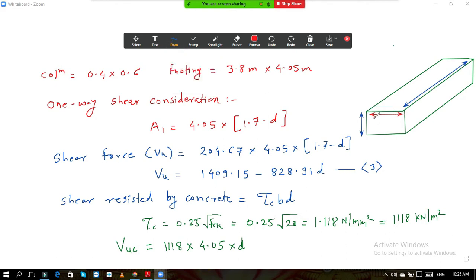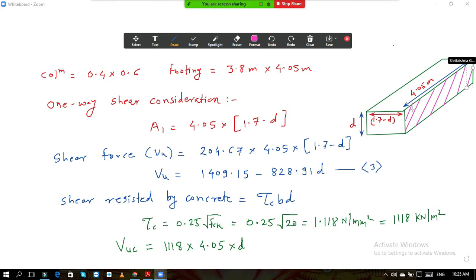This dimension we have already calculated, 1.7 minus D. This dimension. This is your depth, and this is 4.05 meter. Okay. So which area do we consider for one-way shear? If I show the area by hatching, then this area we should consider. This area we need to consider over here.